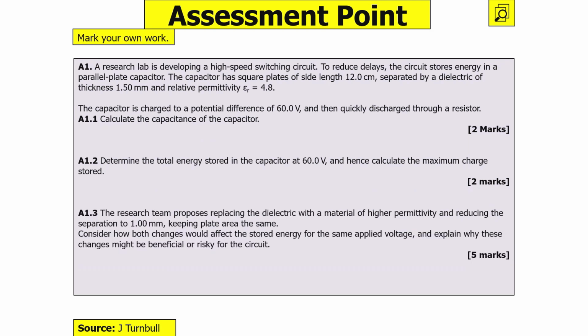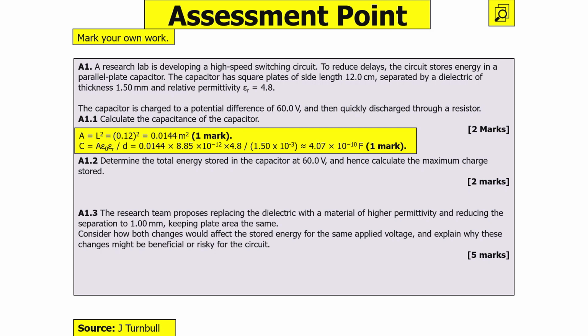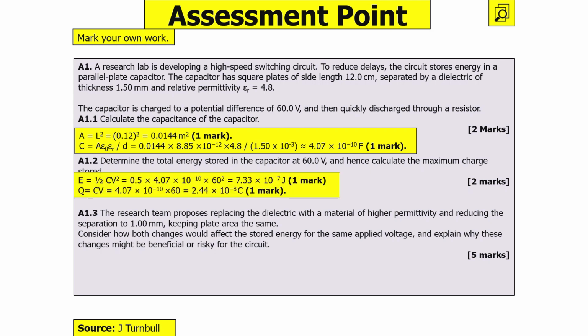Right, in our first question, we need to work out the area, which is the length squared because it's a square. So we work it through to be 0.0144 meters squared. We then know capacitance is area times relative permittivity times the permittivity of free space over the separation. Pop in all the values and we get 4.07 times 10 to the minus 10 farads. Next, we know E is equal to a half CV squared. So we pop in all the values there and we get 7.33 times 10 to the minus 7 joules.